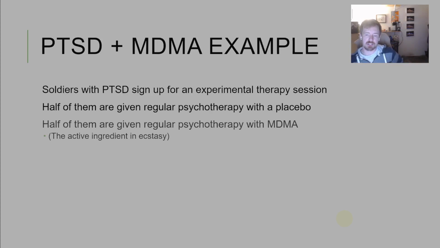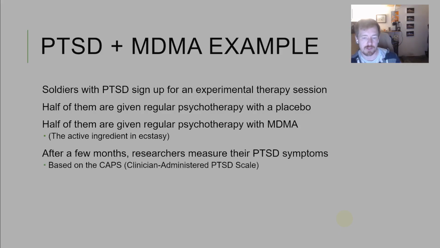All right, so let's go through this example together. Let's say that for this study, we have a bunch of soldiers that have PTSD from combat experience. They're coming in for an experimental treatment therapy session. We're going to give half of them regular counseling, supplemented with a placebo, and the other half we're going to give psychotherapy, talk therapy, supplemented with ecstasy. And then after a few months, we're going to check in on their PTSD symptoms. We're going to test that with the CAPS, which is the Clinician-Administered PTSD Scale. It's kind of like the gold standard of PTSD diagnosis in the United States.